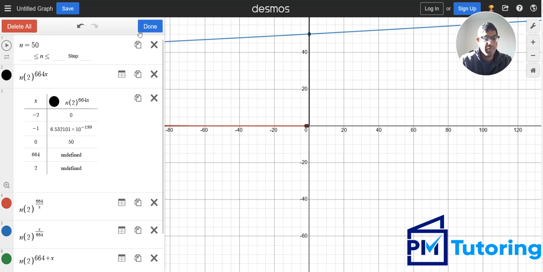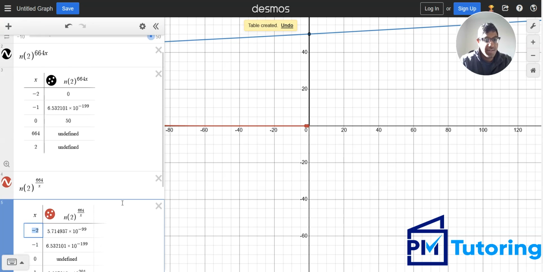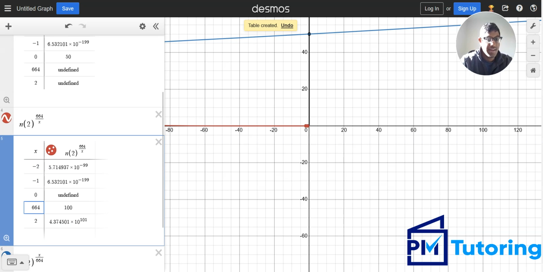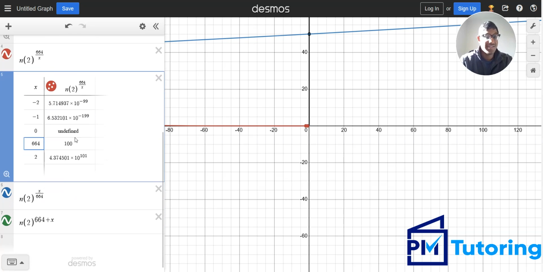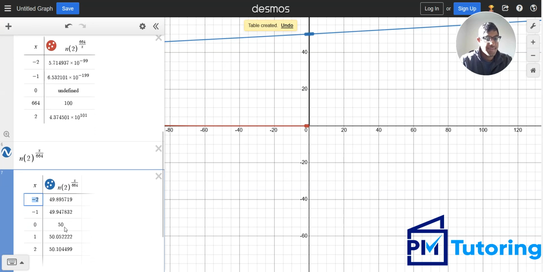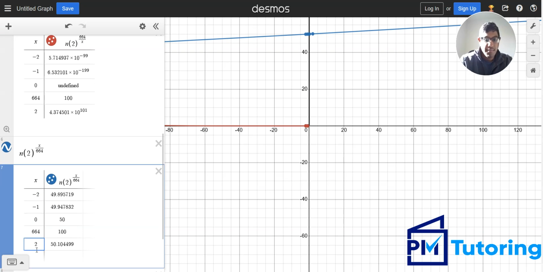So now we can create the table for our next function and just keep checking. So we have 0, and then we'll try 664 over here. So over here, 0 is undefined, so that doesn't even start anywhere. And then let's try this over here. Okay, so we start at 50 as we planned on, and then 664. Oh, that's 100.